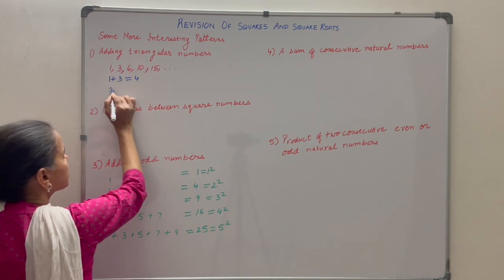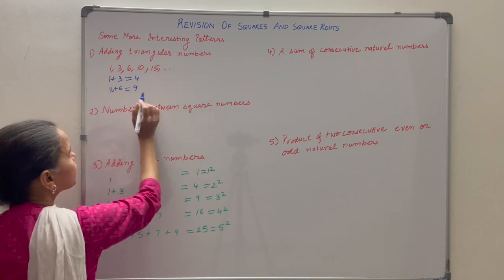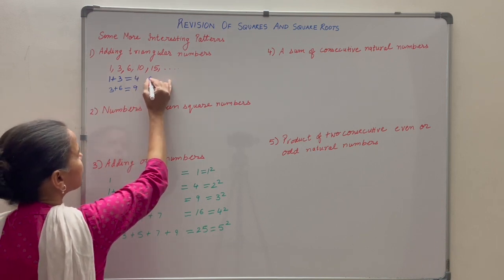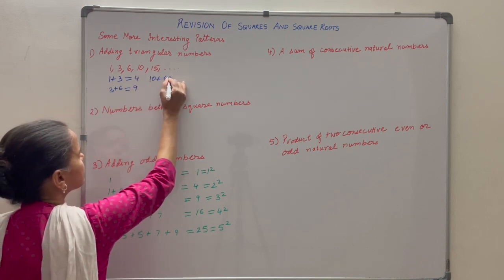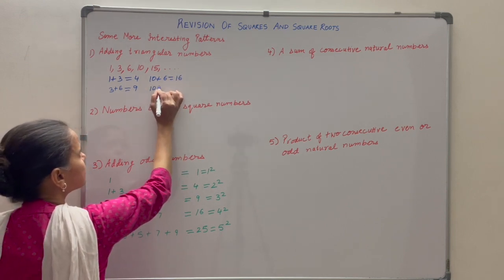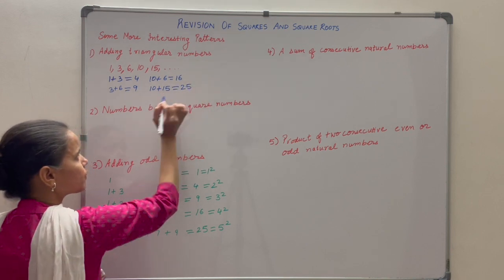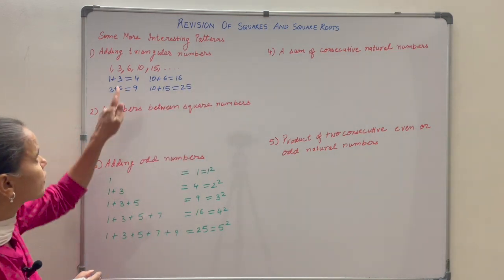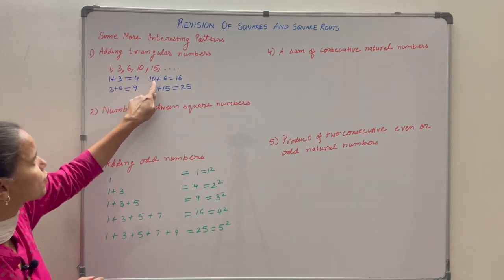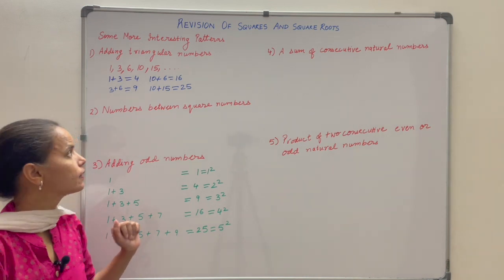3 plus 6 is 9. That is the perfect square of 3. 10 plus 6 is 16. This is the perfect square of 4. 10 plus 15 is 25. That is the perfect square of 5. So whenever you add two consecutive triangular numbers, you get a perfect square.